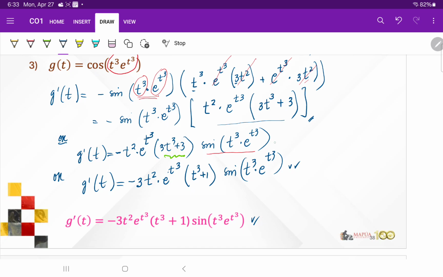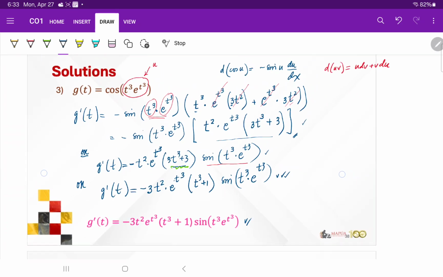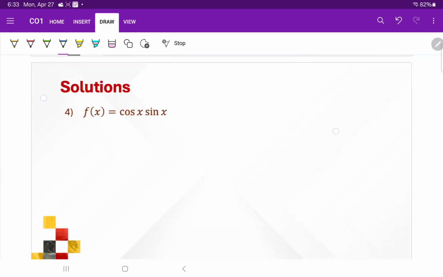It's the same as this one. So, it could be an or. It means you can stop on this one, pwede na rin dito. Okay, but this is the final answer, the one with the factored form. No more common factor, because here we still have a common factor.